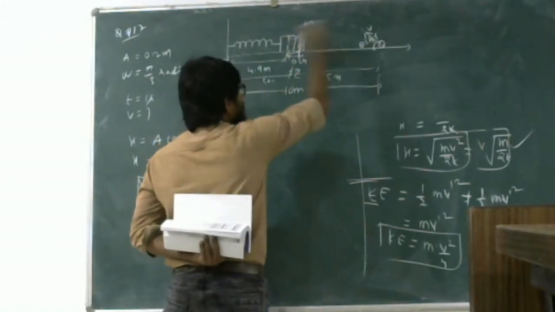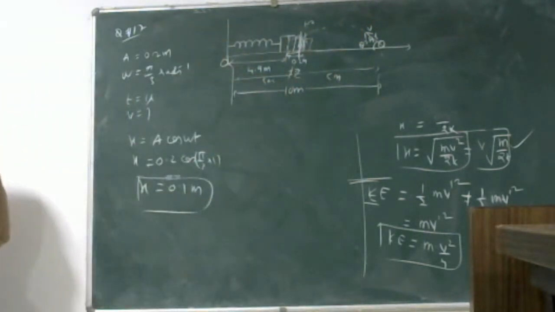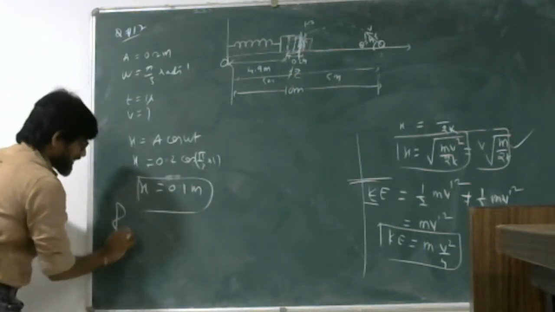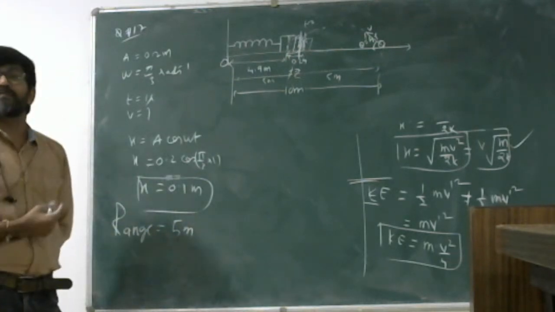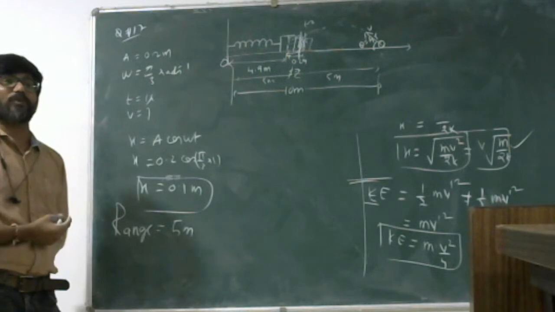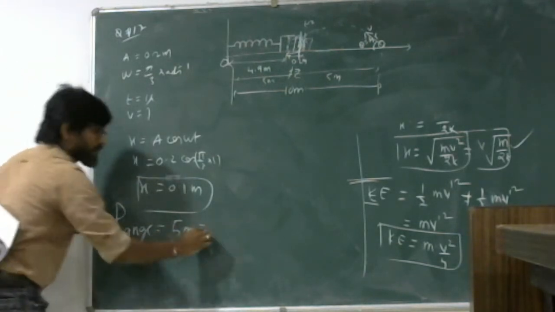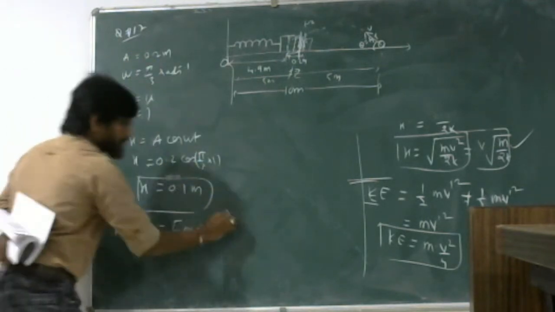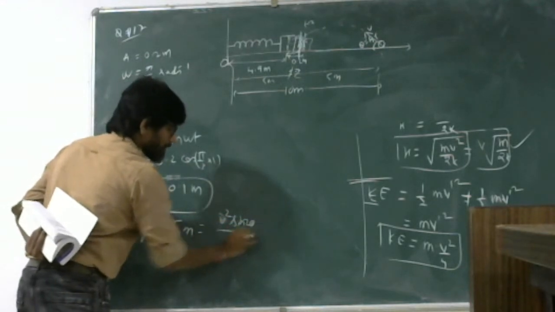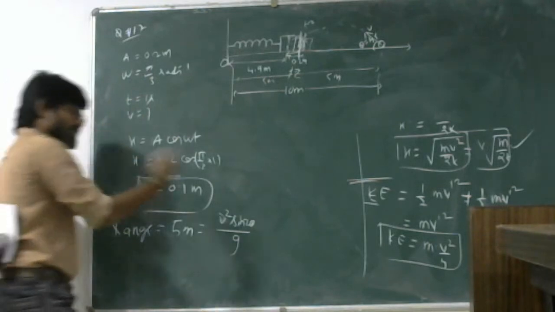That means when it hits here, it is a projectile. Its range can be taken as 5 meters. So you have to apply the concept of projectile motion here. From projectile motion, you know the range R is equal to U square sin 2 theta by g. Here U is given as v, so v square sin 2 theta by g. Theta is 45, so 2 theta is 90.